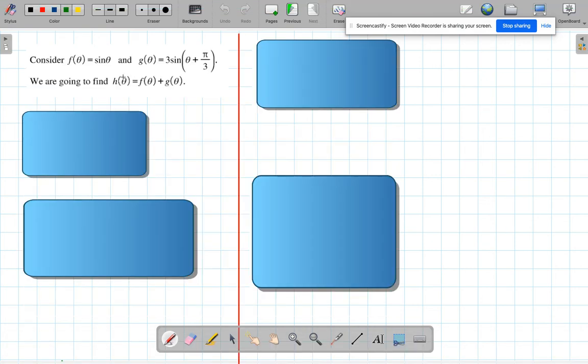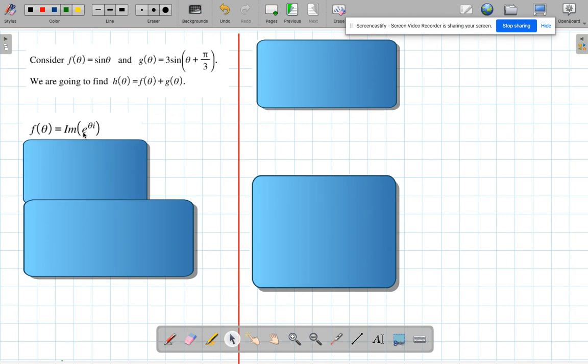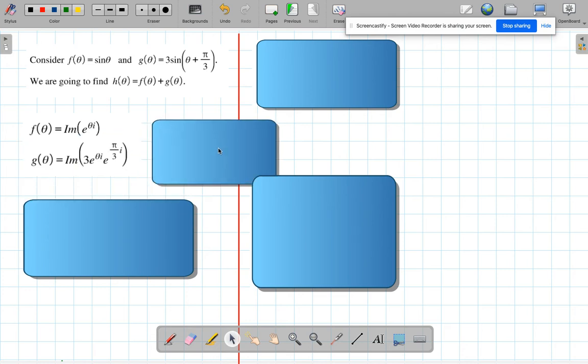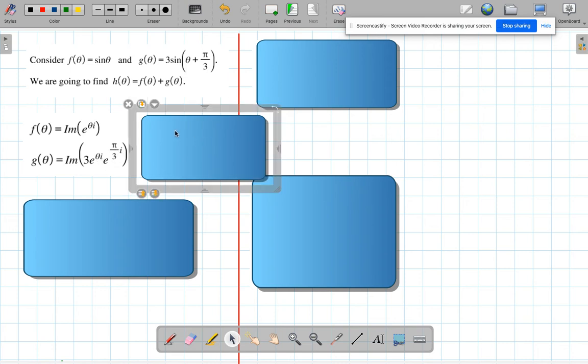So first of all, we're going to write the imaginary part here of sine x. So it's just the imaginary part, and I'm putting it into polar form. And I'm going to do exactly the same thing with this. The imaginary part is 3e theta I e pi over 3i.